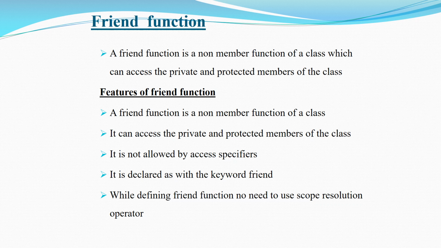F-R-I-E-N-D. Friend is a keyword to declare a friend function. The scope of a friend function is not limited to the class in which it has been declared. Since it is not in the scope of a class, it cannot be invoked using an object of a class, because the friend is a non-member function.